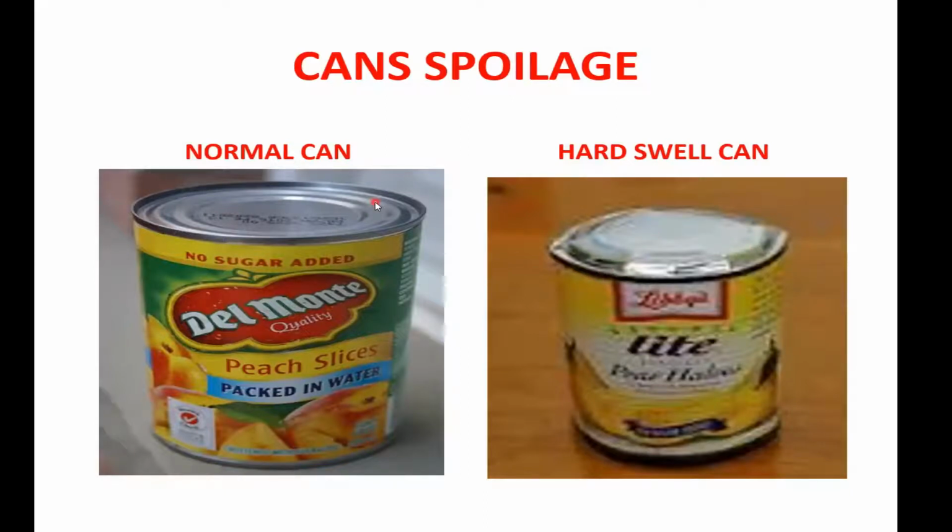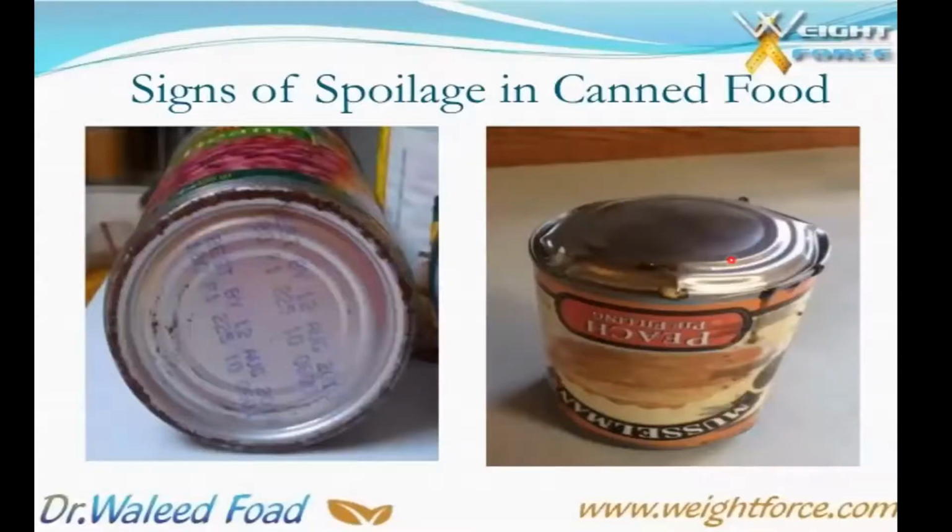A normal can, whenever you purchase it, should be concave, or somewhat straight. But here it is convex. You can see it is convex. So this is called a blown can, or a bulged can, or a swell can. Again you can see the swelling here. When it swells in the last stage, the seamings will break, and sometimes it blows off.